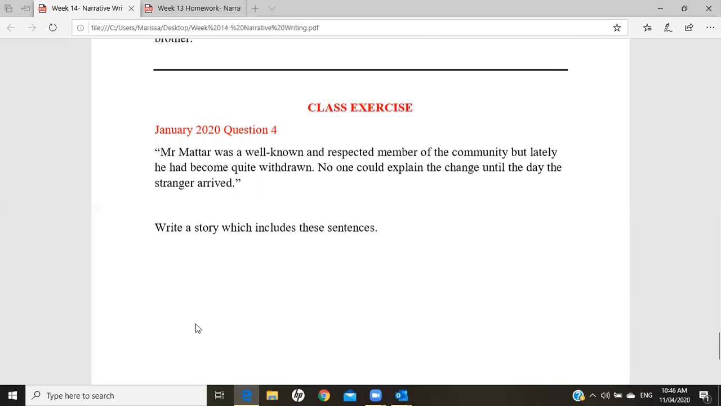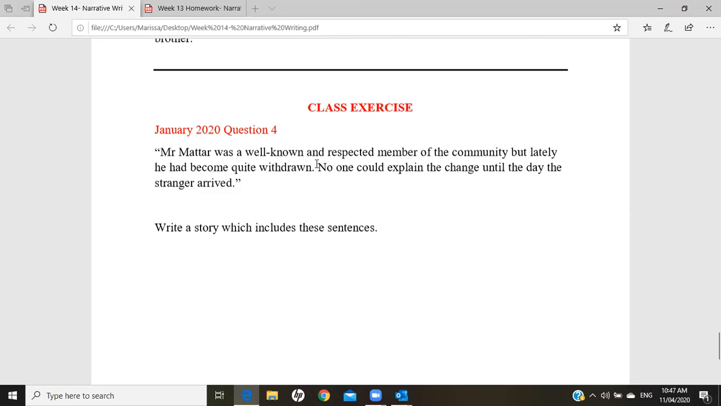So we're continuing with this question that's on my screen. This was actually this year's January 2020 question number 4. So remember for CXE under the short story section, you could get 2 different types of essays. Last week we looked at the picture essay, where an image is presented to you and you have to write a story based on the image. But then there's another question called the prompt essay, where they give you a prompt, a few lines, and then they tell you to write a story that includes these sentences. So let's look at this year's Jan question.